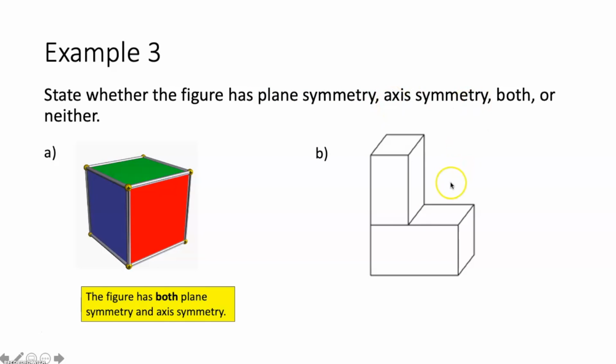Now, axis symmetry, is there a way you could stick a pole down the middle of it and then rotate it around and get the exact same figure? No. Because of this little guy right here, there's nowhere where you could just put a pole down the middle and it would be the same before you got all the way back around to a 360 degree rotation. So this figure right here would just have plane symmetry.